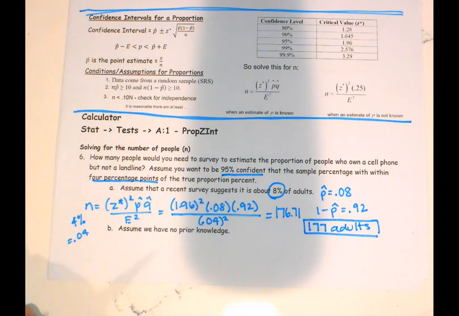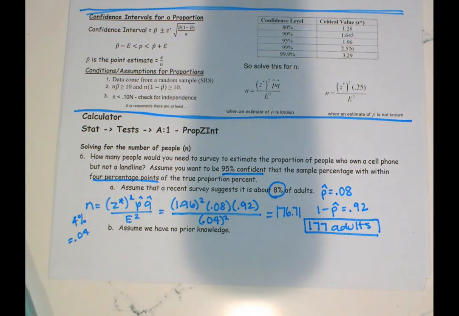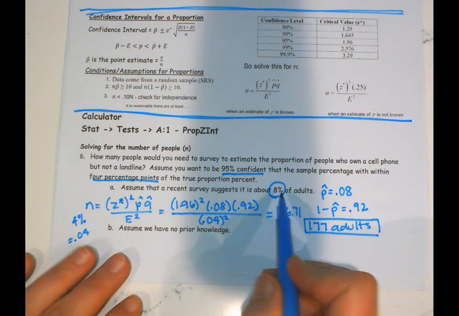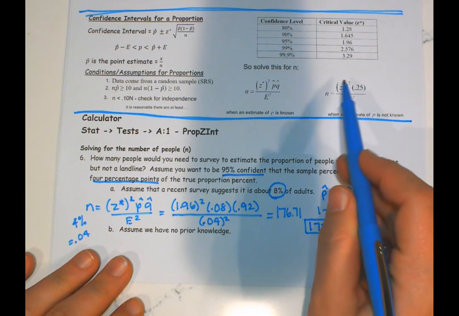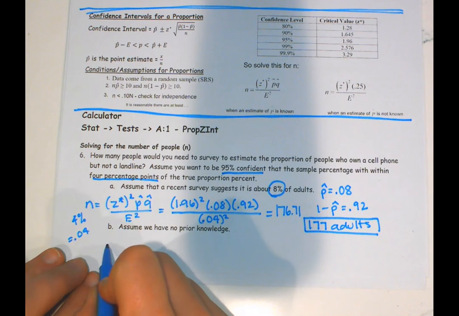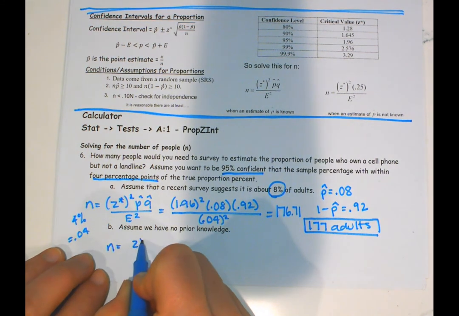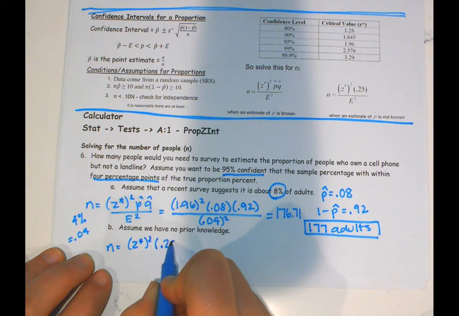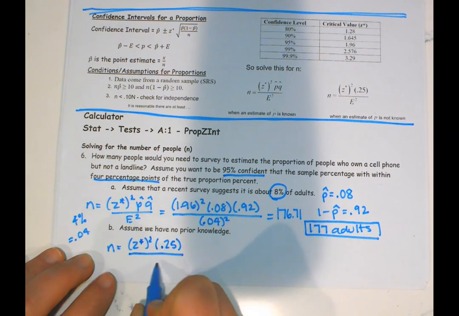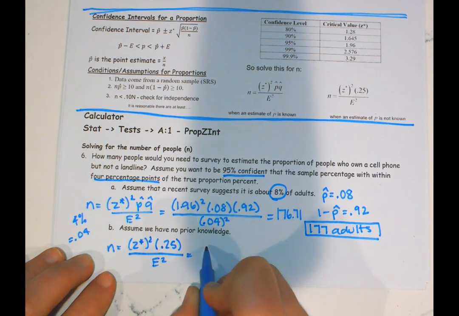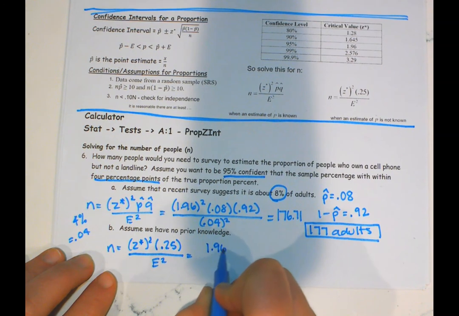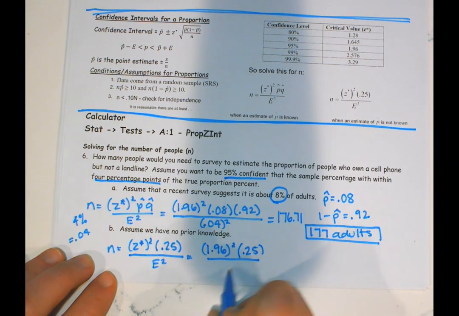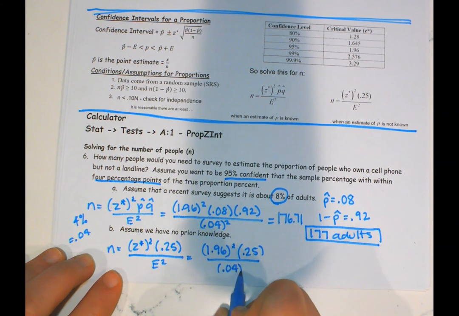All right, so then part B just says, assume you have no prior knowledge. That means that we don't have this p hat value or that point estimate. So we're going to go ahead and use this formula instead. So our z star value will still be the same. We're going to use 0.25 here in the place of p and q. And then our e will also be the same. So we're going to do 1.96 squared times 0.25 over 0.04 squared.